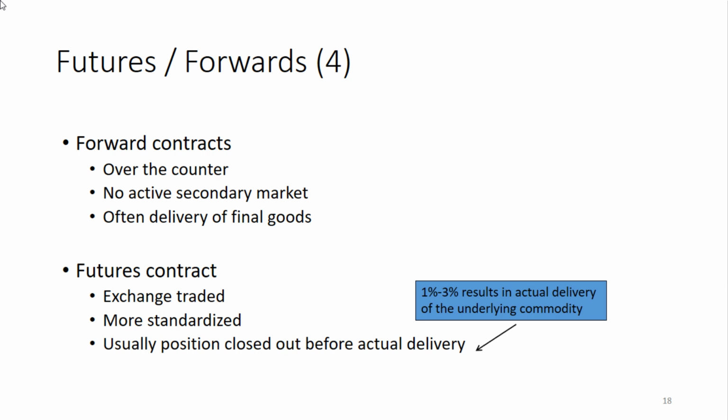There is no active secondary market, and what I mean by that is once you enter into that contract, it's not easy to get rid of the contract after a couple of months. So usually what happens is that you sit out the contract until the actual delivery of the goods at the maturity moment, at the execution moment of the contract. So you could not easily say, well, now in hindsight, market circumstances have changed, let's cancel the contract.